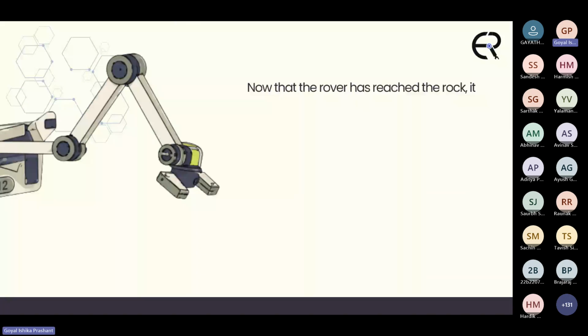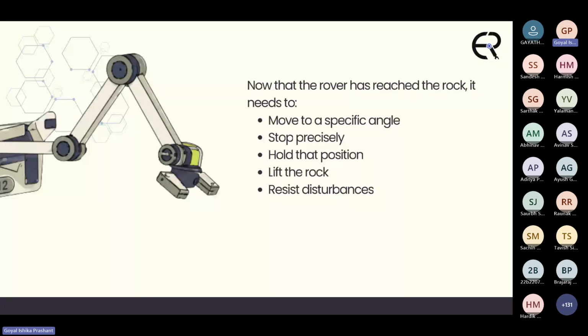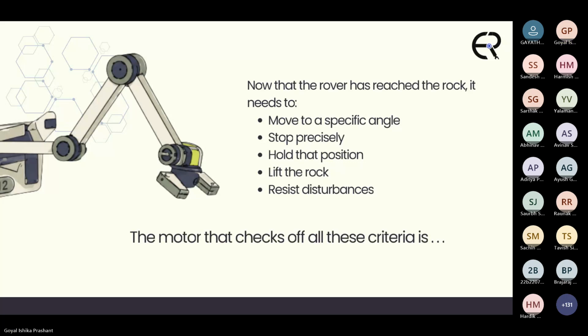So let's review the criteria for a robotic arm. First, it has to move to a specific angle. Then it has to stop there precisely and hold that position. It then has to lift the rock and resist any disturbances. So, which motor of all the ones that we discussed would check off all these criteria? That would be the servo motor.